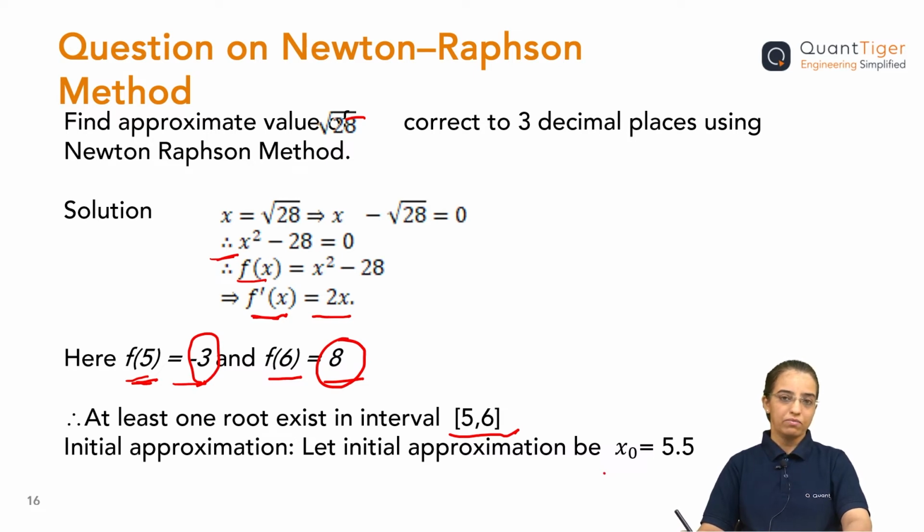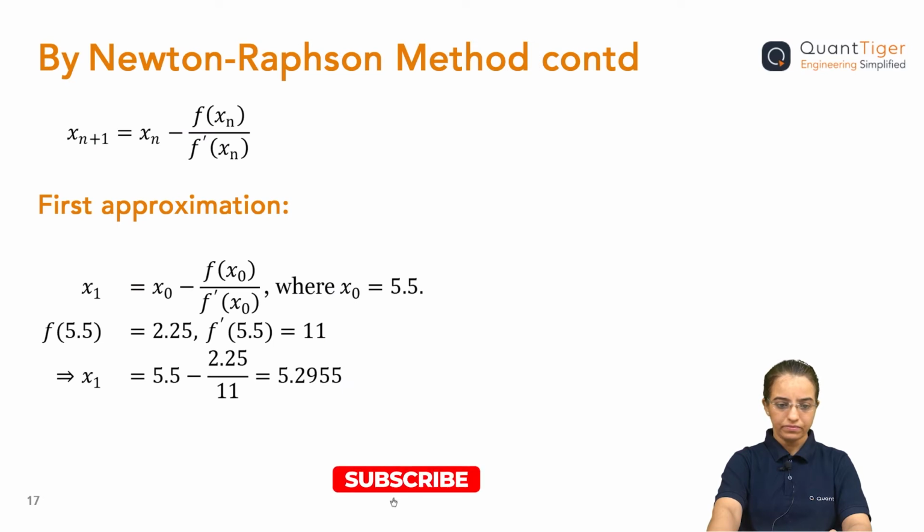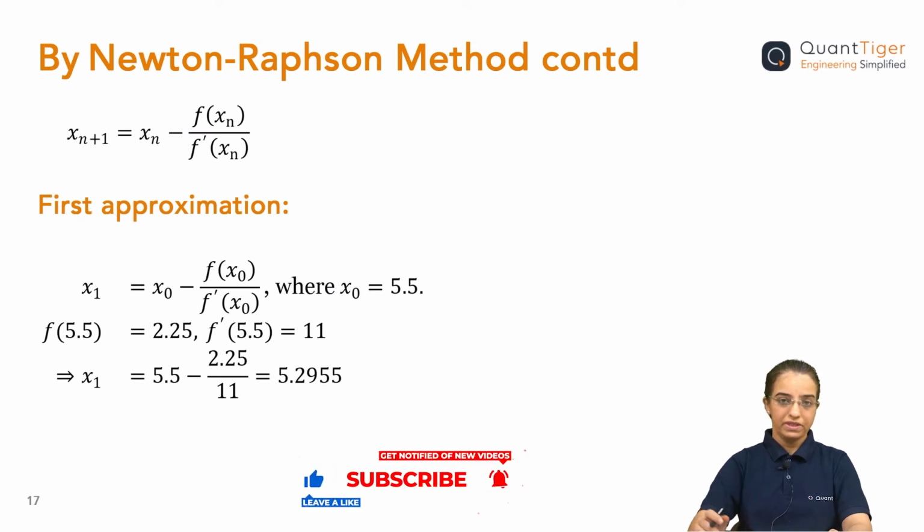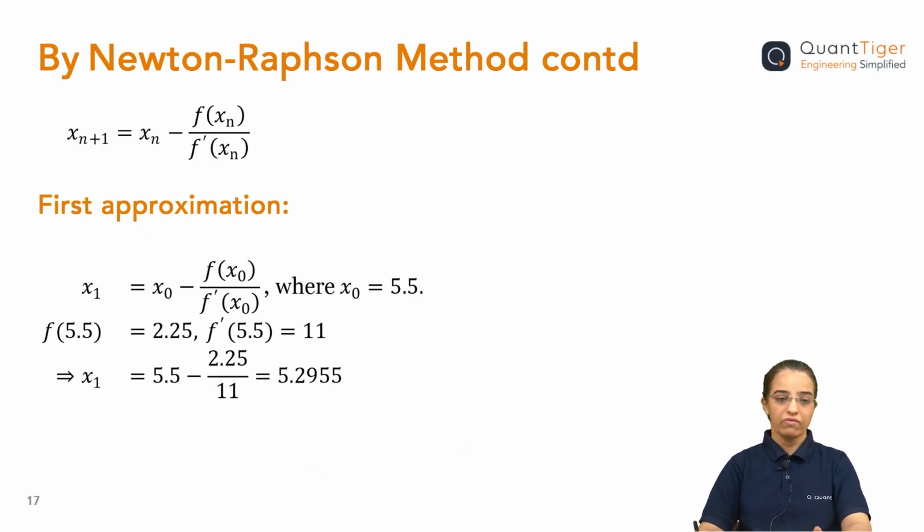Now we have to start with the initial approximation. Between 5 and 6, wherever the root may lie, we have to consider an approximate value. The root could be anywhere between 5 and 6, so we have to assume an approximate value. For example, I have taken the value of x0 as 5.5, that is our approximate value, our assumption. We start with that, and that will be the value of x0 for our first iteration, or first approximation.